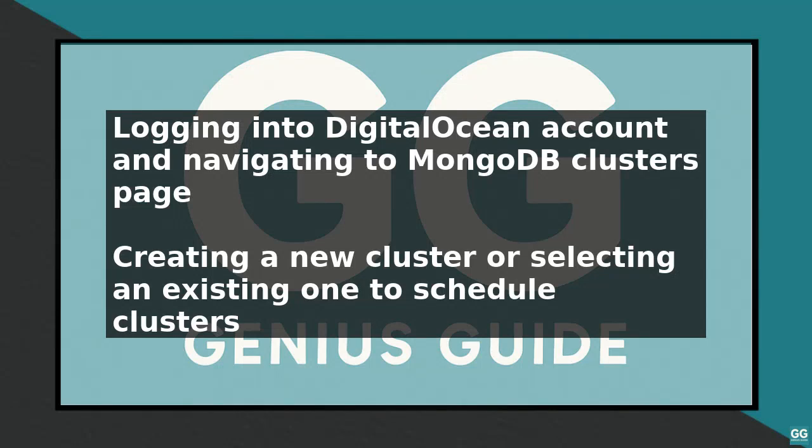To schedule DigitalOcean managed MongoDB, you need to start by logging into your DigitalOcean account and navigating to the MongoDB clusters page. From here you can create a new cluster or select an existing one to schedule. First, click on the Create Cluster button and choose the configuration that suits your needs.